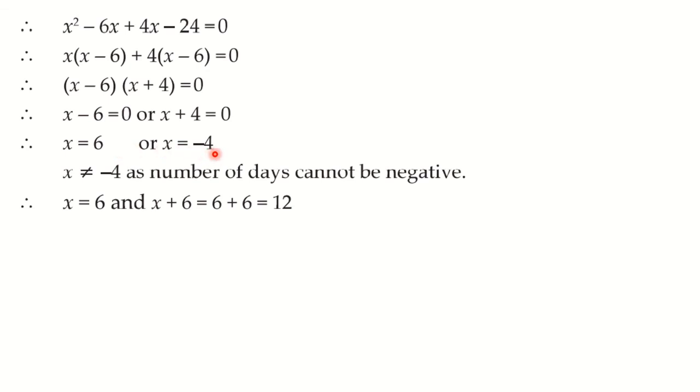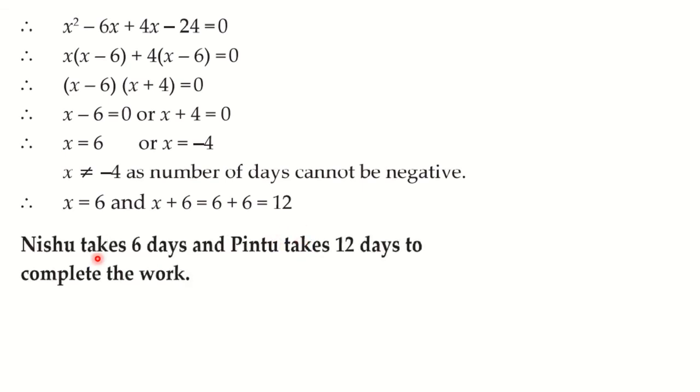But now these are number of days. So you will write down x cannot be minus 4 as number of days cannot be negative. You need to write this justification that why you are discarding this answer. And therefore value of x is 6. And the next thing to find, that is x plus 6 is equal to 12. And then the final answer in words, that Nishu takes 6 days and Pintu takes 12 days to complete the work. Okay.